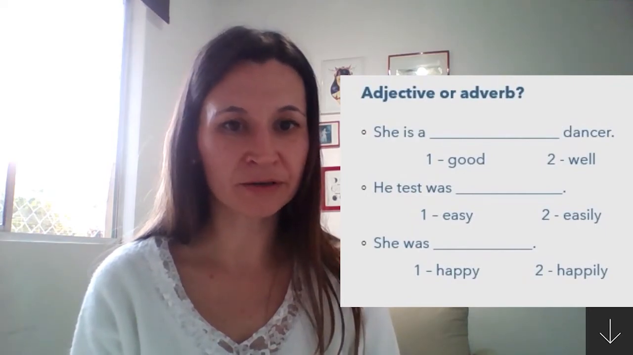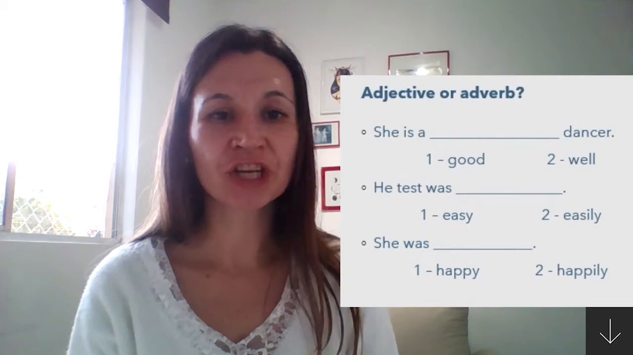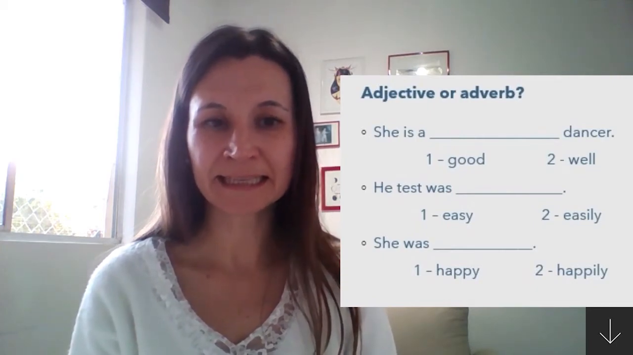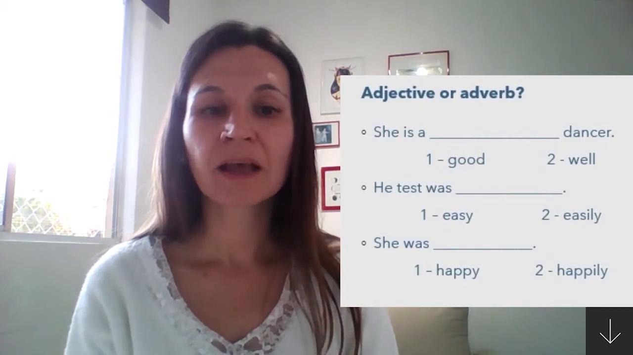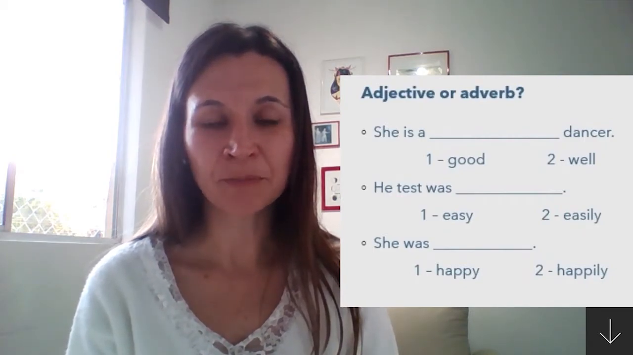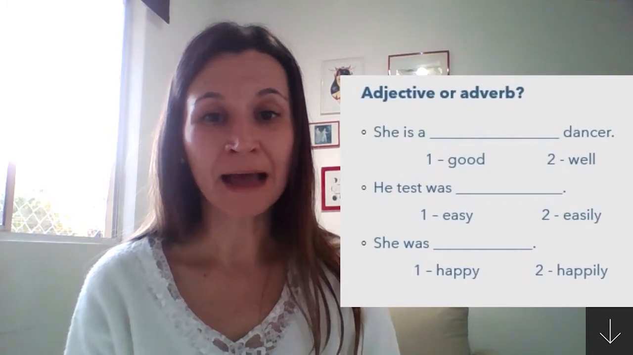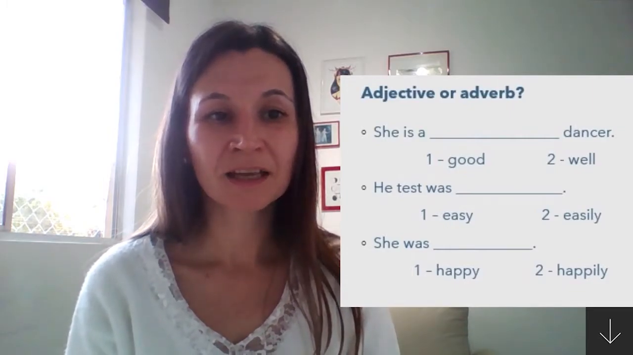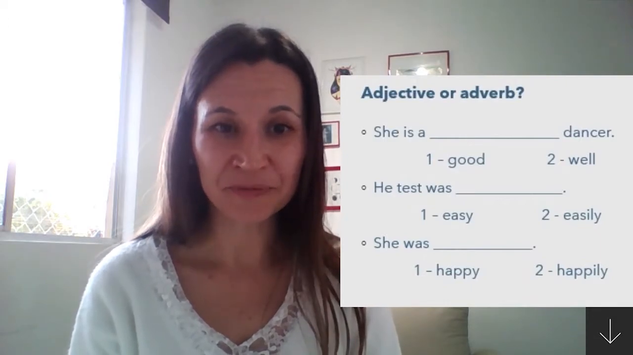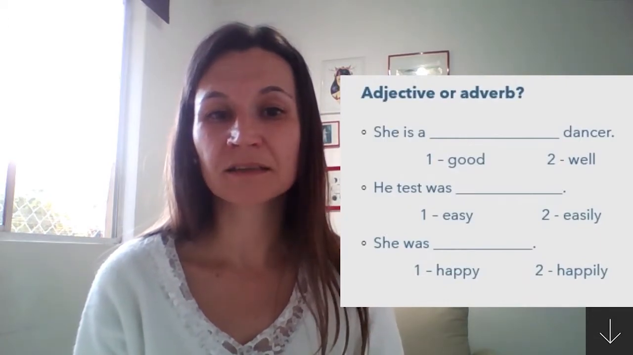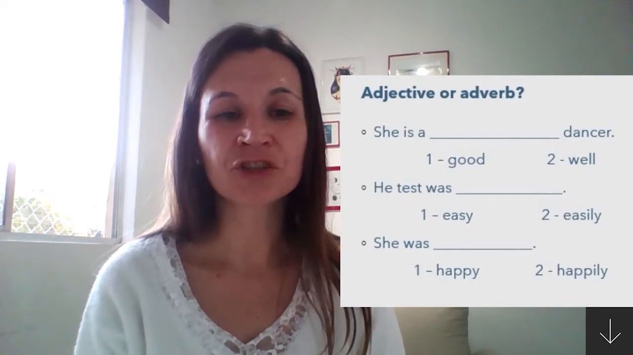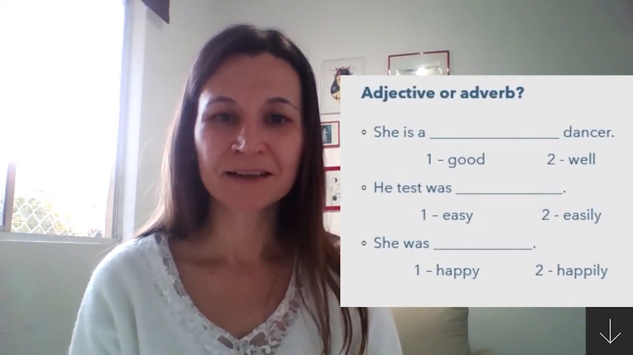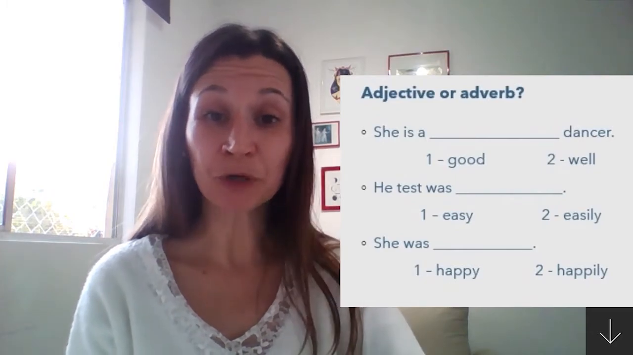Here, which words do we use? Adjectives or adverbs? She is a dancer. The test was. She was. I'm talking about a noun or a verb. She is what? A good dancer. The test was what? Easy. And she was what? Happy. All number one, so they're adjectives. I'm talking about the person. Okay?